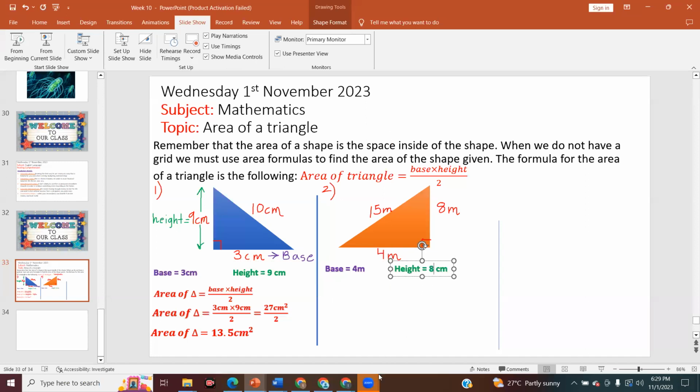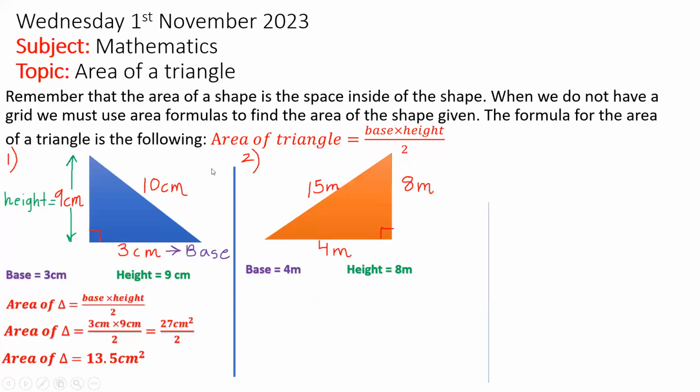Is the height 15? No, sir. We say 8. We sticking with 8. So the height is 8 meters. Why is the height 8 and not 15? Because the base and the height have to be perpendicular to each other.